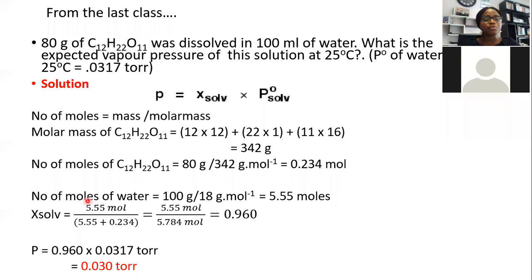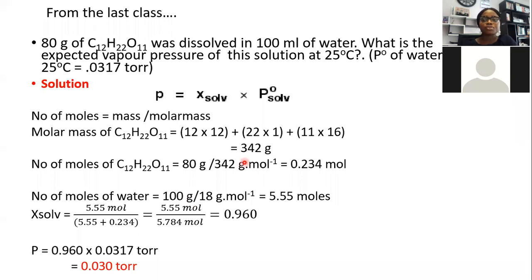That's sorted. We then move on to the solvent, which is water. The number of moles of water again is mass divided by the molar mass. How did we get 100 grams as the mass of water? Remember that your water is liquid, so we have it in volume.